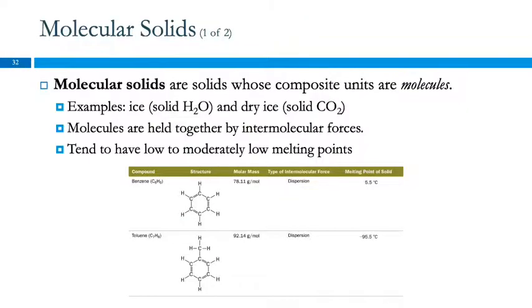Let's look at each of these individually. So a molecular solid, the individual units are molecules. This is probably the biggest category. Examples would be solid ice, dry ice, any solid molecular compound. The molecules are held together by intermolecular forces. And the strength of those forces is going to depend on whether the molecules are polar or not, and the size of the molecules. But intermolecular forces are fairly weak, and so molecular solids tend to have low to moderately low melting points.